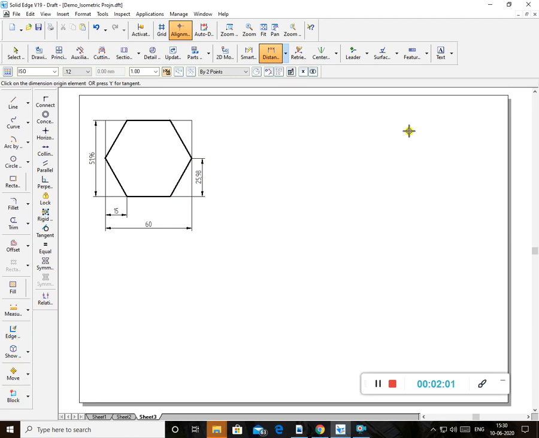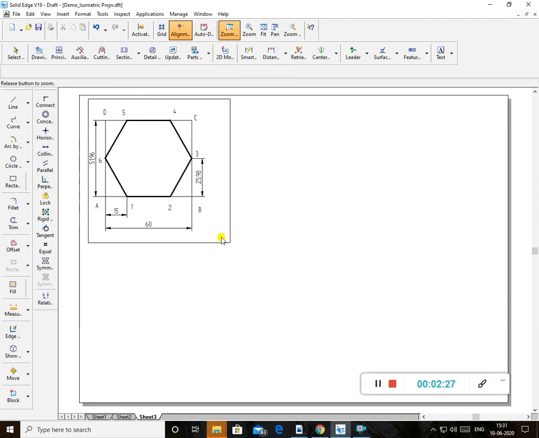Okay, now I'll name it. This is A, this is B, this is C, this is D. Then I'll name the hexagon points as 1, 2, 3, 4, 5 and 6 for my transfer of points in isometric. Okay, so I'll zoom the area now.